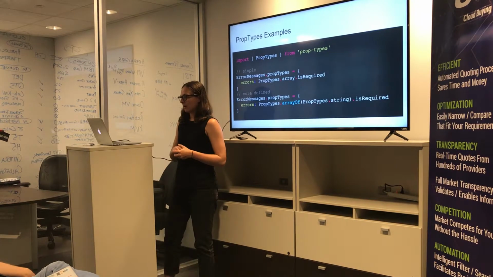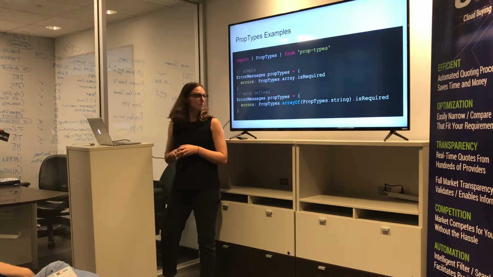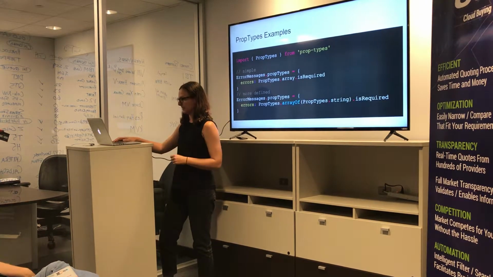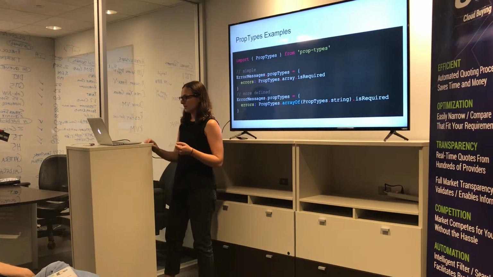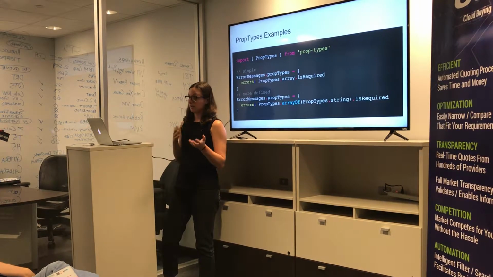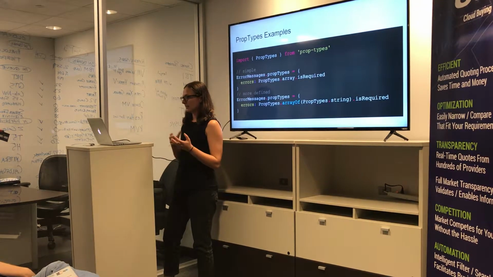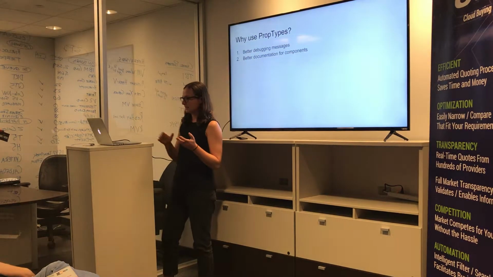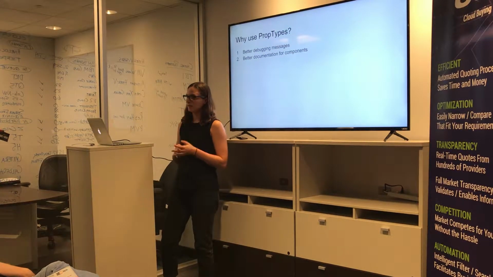An example of using prop types is importing PropTypes from prop-types, the separate package. Using our error message component from before, I can declare errors as an array that's required, or I can declare errors as an array of strings that's required.